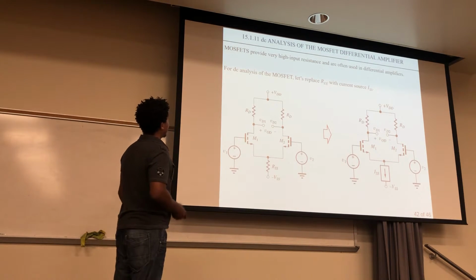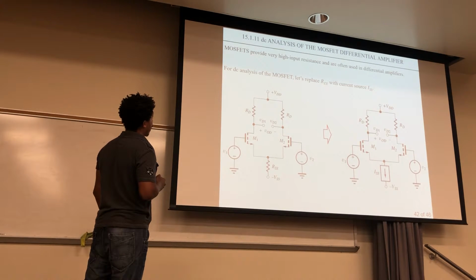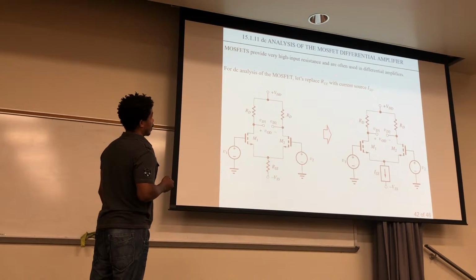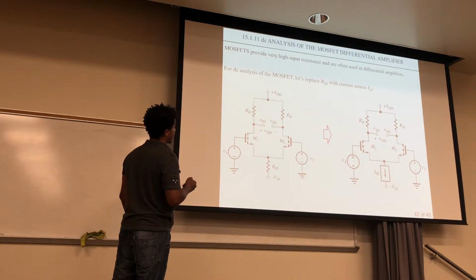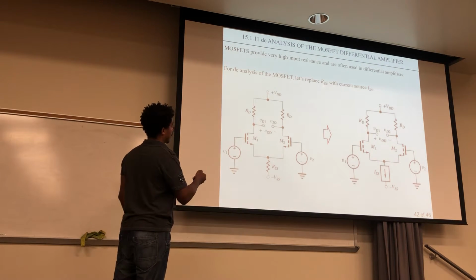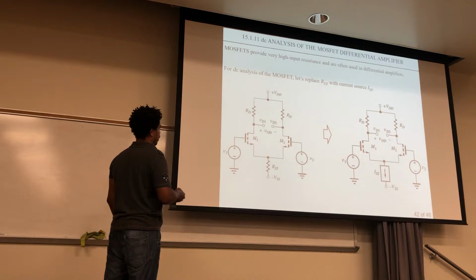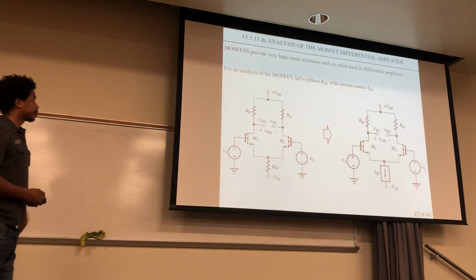Okay. So DC analysis of the MOSFET differential amplifier. MOSFETs provide a very high input resistance, and we've seen that before. And we talked about this before too: they're often used in differential amplifiers. So for a DC analysis, we'll replace this REE, or the RSS, with the current source ISS. Yeah, so that should be RSS. So this is the basic model, and then we'll just convert it to this. The only thing that has changed is that this goes to this right here for our DC analysis.